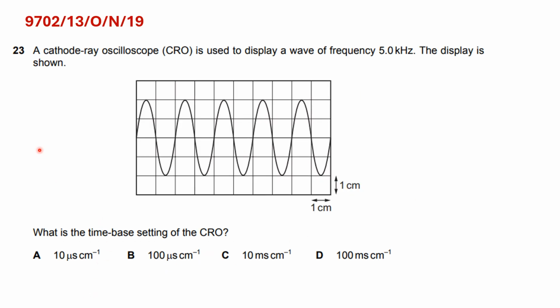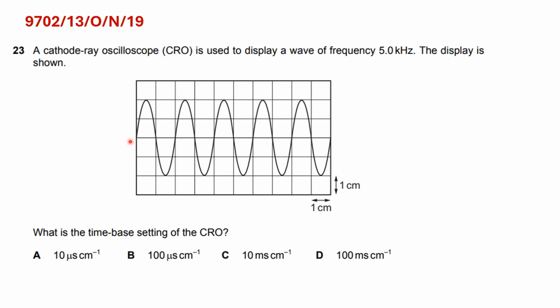Okay, now is a repetition again. So pause the video, try yourself, come back to me. Let's see how we do it. I'm going to read the question. A cathode ray oscilloscope, CRO, is used to display a wave of frequency 5 kilohertz. The display is shown here. What is the time-based setting of the CRO?